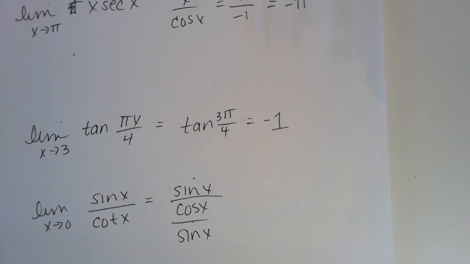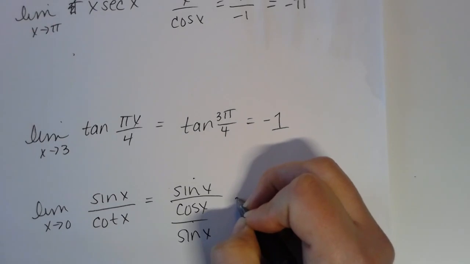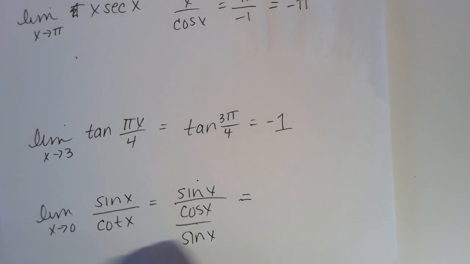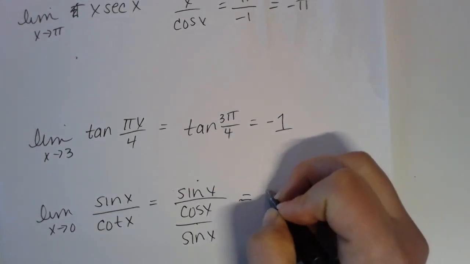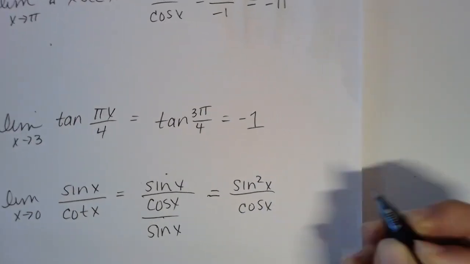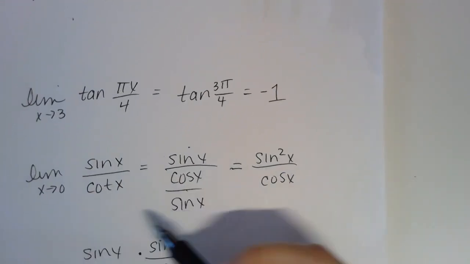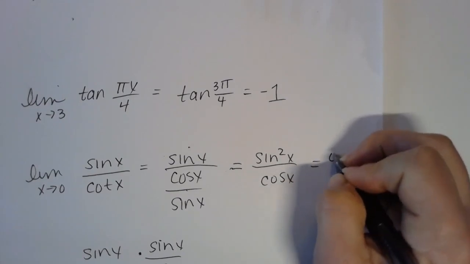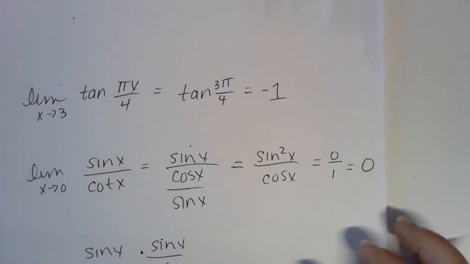Okay, so if I invert and multiply here, I'm going to get sine of x times the reciprocal, which would be sine of x over the cosine of x. And so now I have sine squared of x over the cosine of x. And now, because I just have cosine in the bottom, cosine of 0 is not 0. So I can just pop in my 0 here, and I get 0 over 1, which is in fact 0.